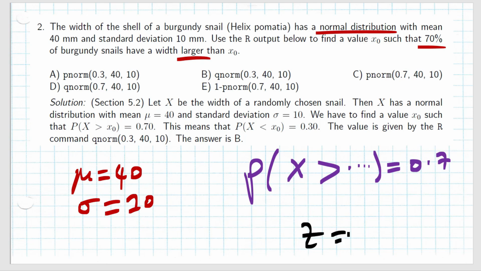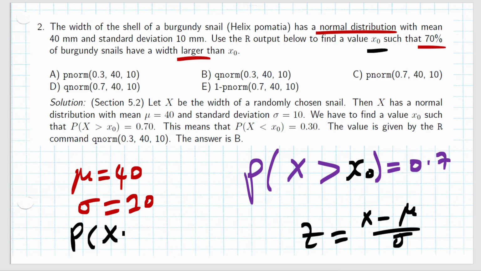We use the formula z equals x minus mu over sigma. You want the value of x0 such that the probability that x is bigger than x0 equals 0.7. It says bigger, and remember the z table gives you the probability of being less, right? The chance that x is smaller than x0 is 1 minus 0.7, which is 0.3. It has to be less.